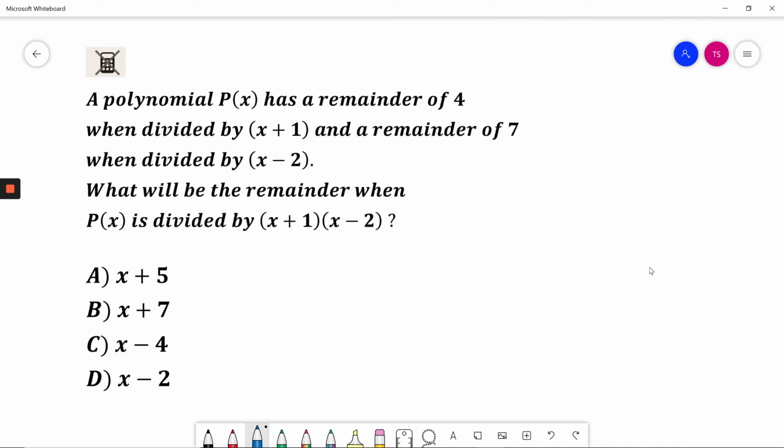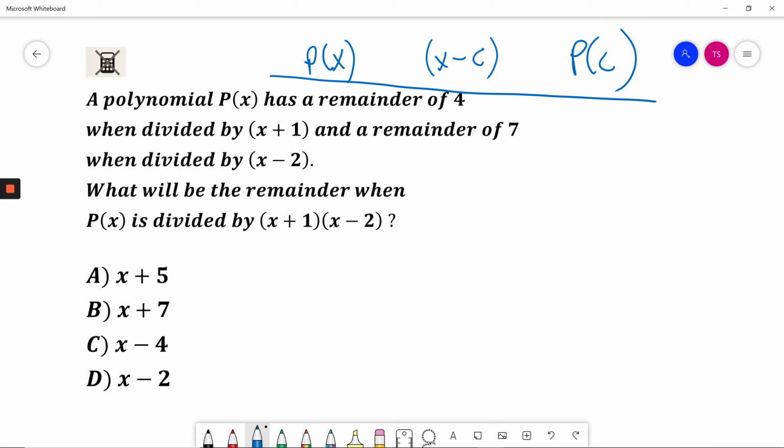When the polynomial p of x is divided by a linear factor in the form x minus c, then the remainder is simply the value p of c. I'm going to use this. I will do it slowly.